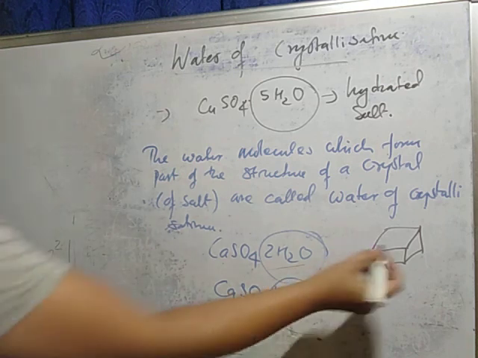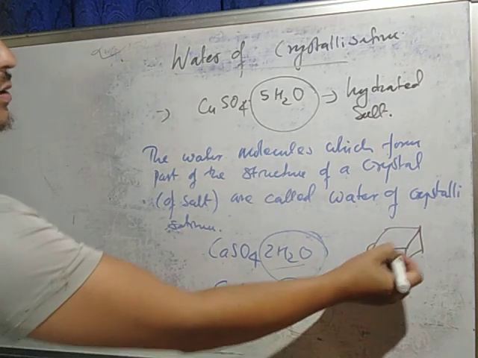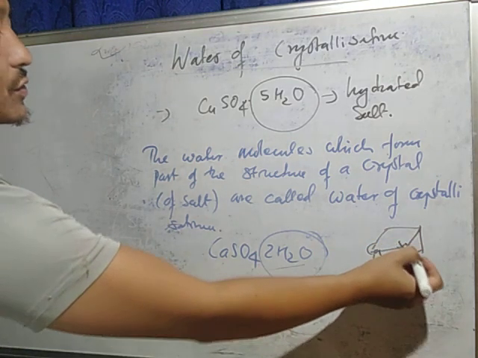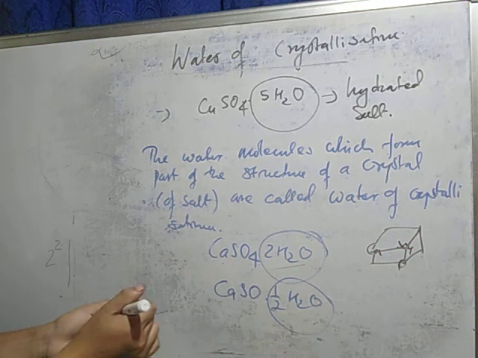So here we have copper sulfate, CuSO4, and on one side you will get H2O. So that is your water.